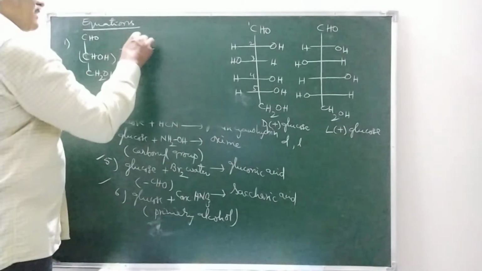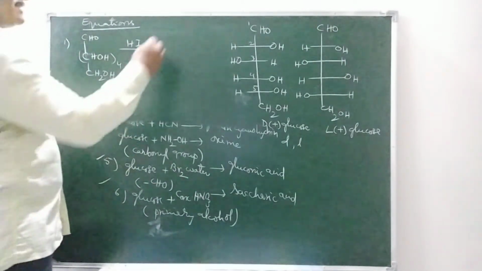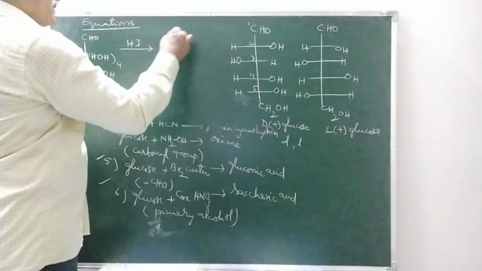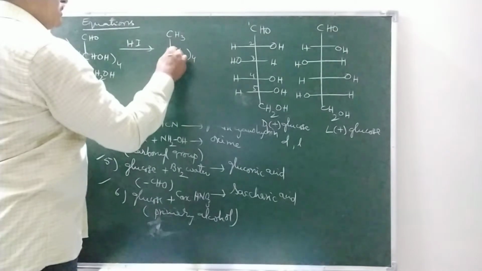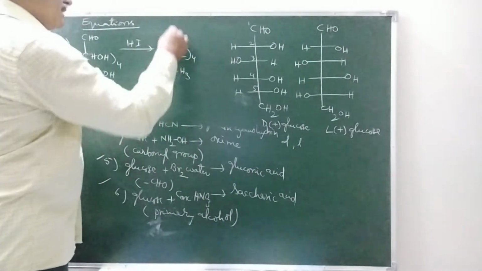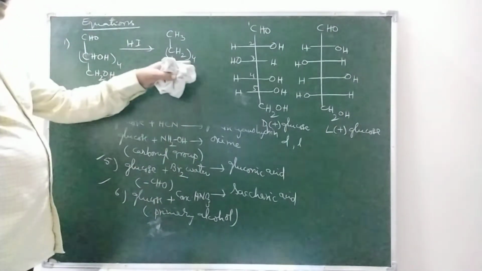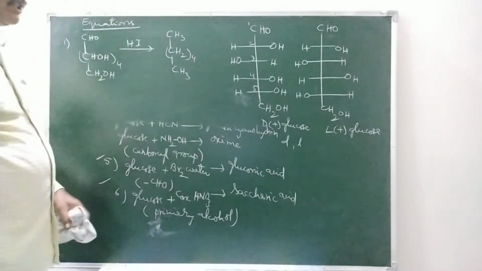When this is treated with HI, n-hexane is formed: CH3, CH2 4 times, CH3. This is n-hexane. All the carbon atoms are in a straight chain.